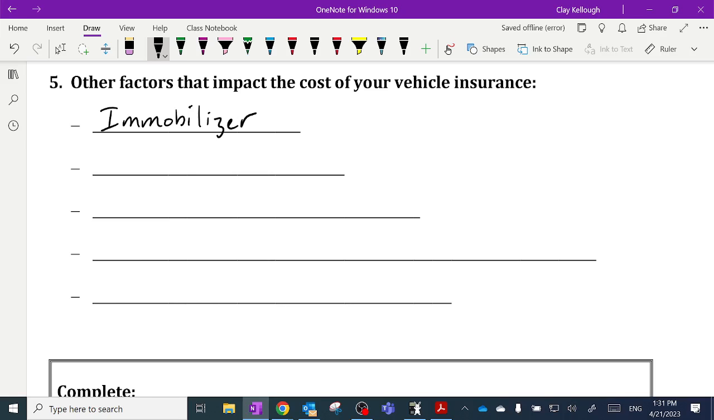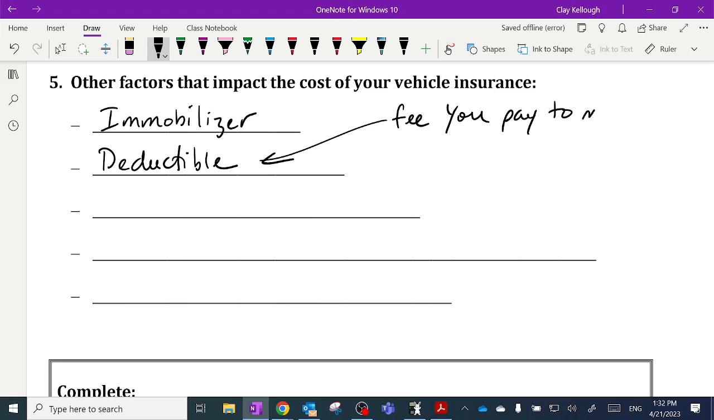Okay? Just like in home insurance, one thing that costs you more is if you want a lower deductible. Now the morning class forgot what that word meant. Do you guys remember what that word means? That's right. If you forgot that, you could write this down. If you remember it, don't bother. But it's basically the fee you pay to make a claim.